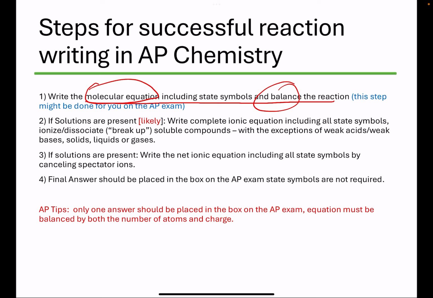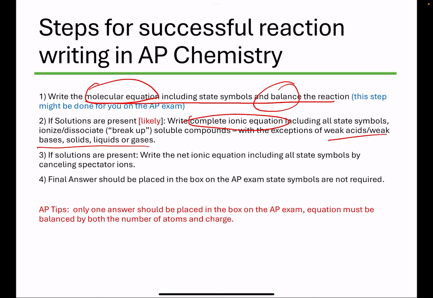If any solutions are present, write the complete ionic equation, include all the state symbols and break everything up, with the exception of weak acids and weak bases. So we'll talk about those exceptions when it comes up. So don't worry about those right now.